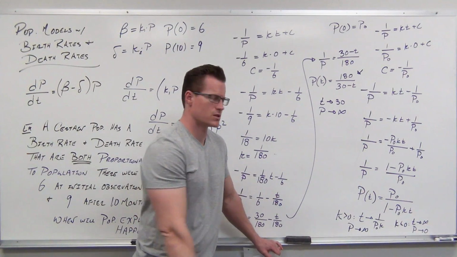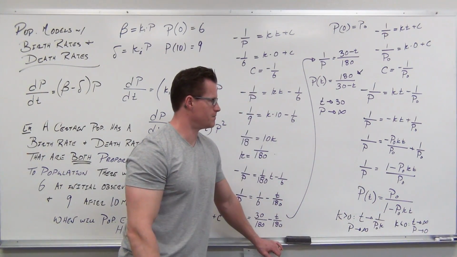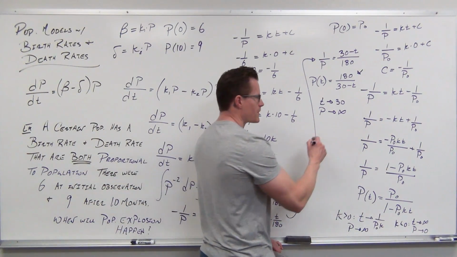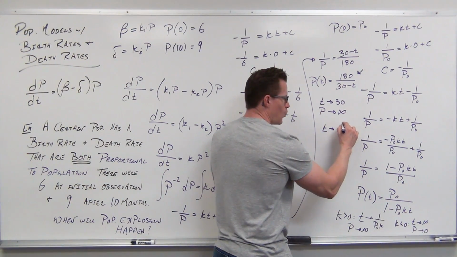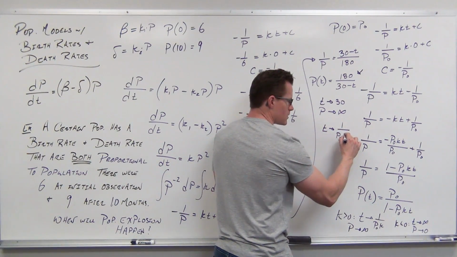Now, I told you that was going to make sense. Can we think about that? What is 1 over P sub 0 K?